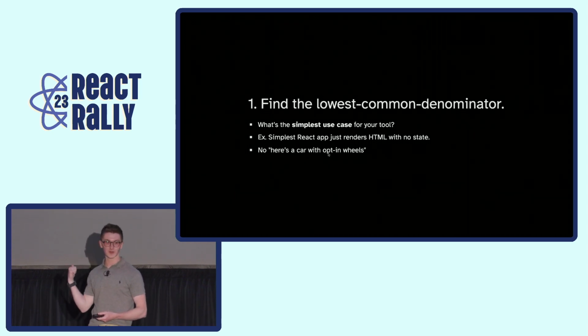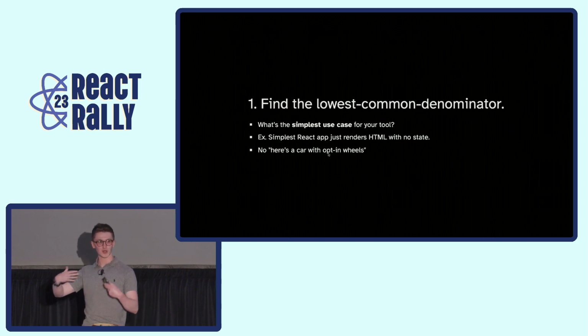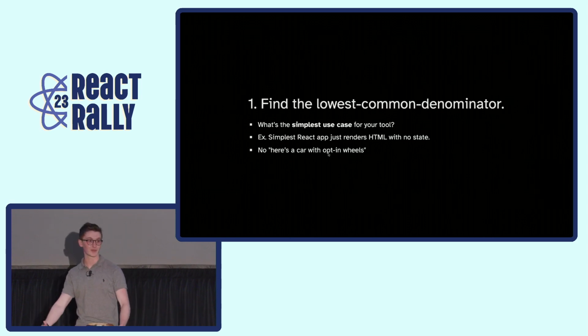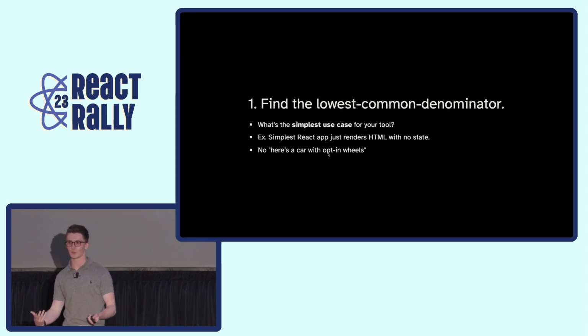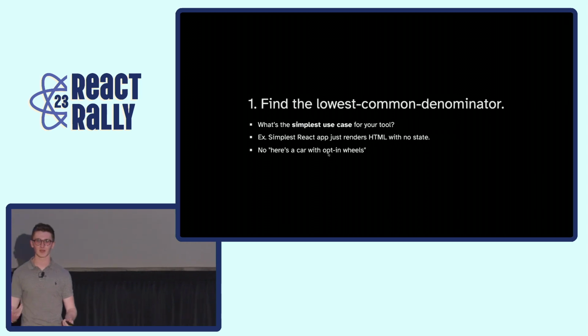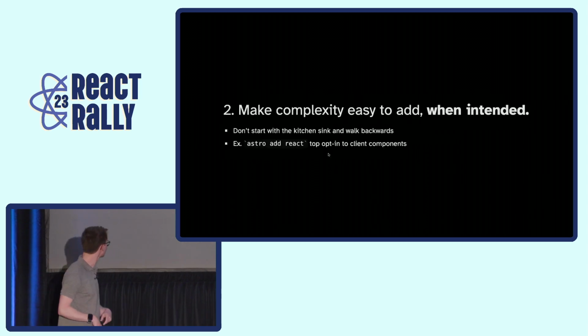And you don't want to do a car with opt-in wheels, of course. If your target audience is to build an application, you're assuming client-side state. Well, now something like Next.js, which ships a client-side router, that's actually a good default that you can build on top of. It really depends on what the target is going to be. I'm not going to JavaScript shame anyone.